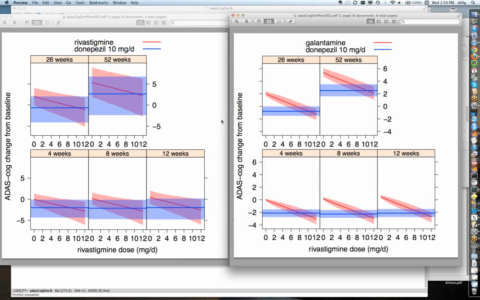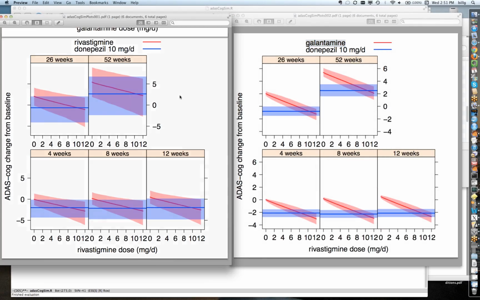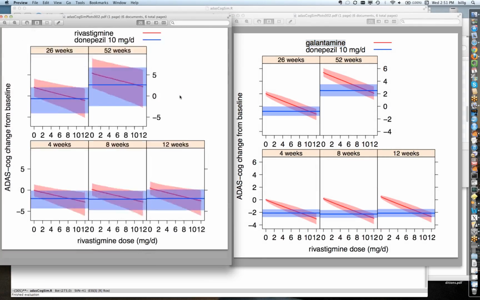Did I? Okay, what did I do? Oh, I think I forgot to change, I need to check that. It looks like I forgot to change one of the labels here. This should actually say rivastigmine up here. Again, same sort of picture. Oops.